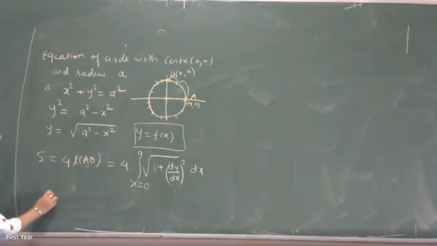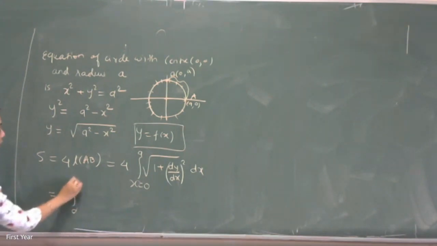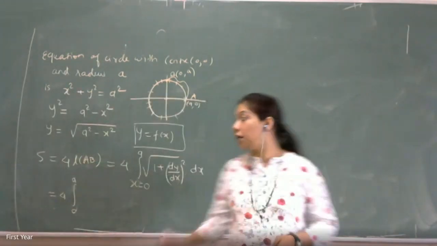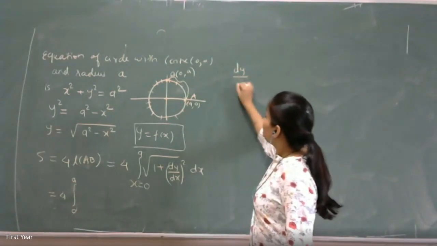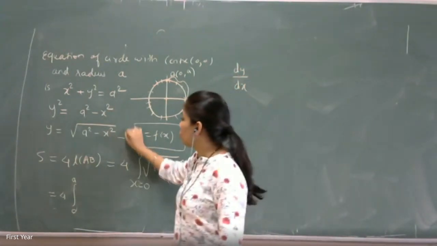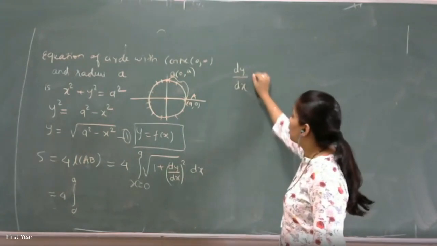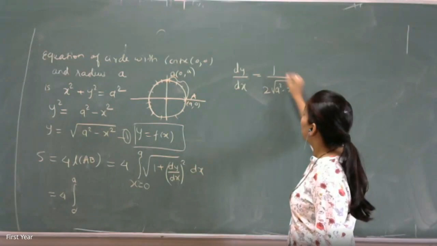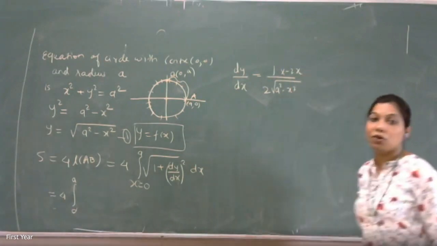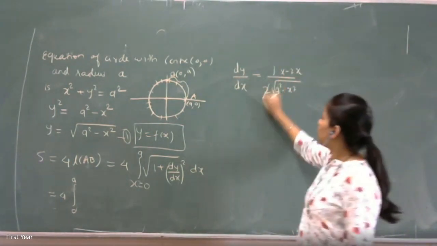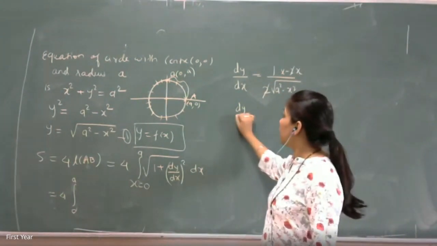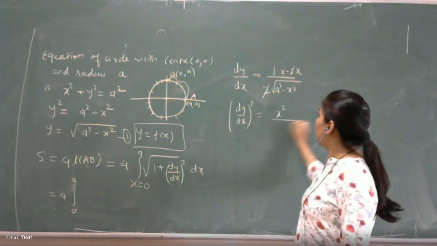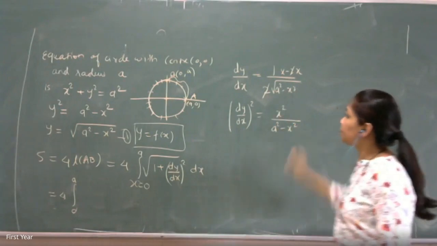So this will become 4 times integration 0 to a. Find out what is 1 plus (dy by dx) the whole square. Which equation are you using? Using equation 1, dy by dx is nothing but 1 upon 2 root of (a square minus x square) into minus 2x. Derivative of minus x square is minus 2x. So 2x gets cancelled, and therefore (dy by dx) the whole square will be nothing but x square upon (a square minus x square). Correct?